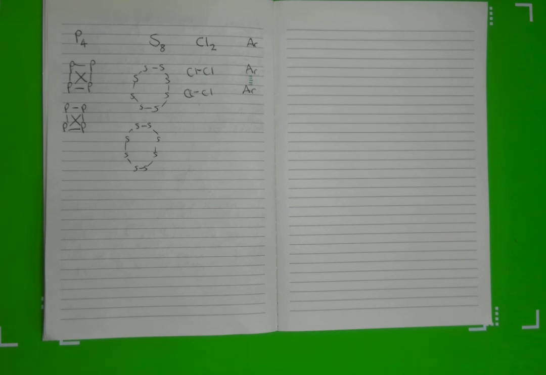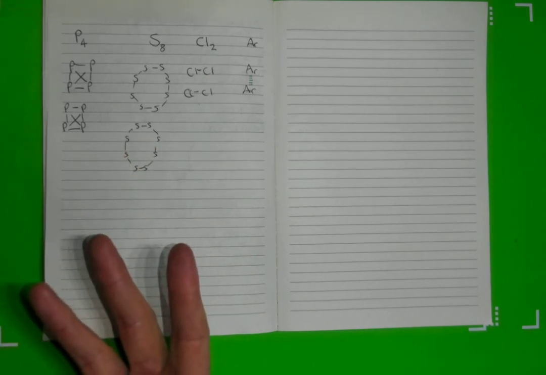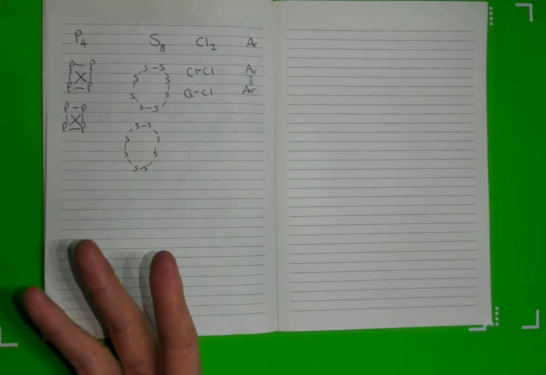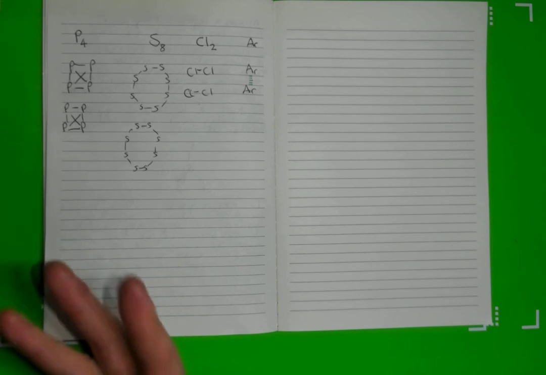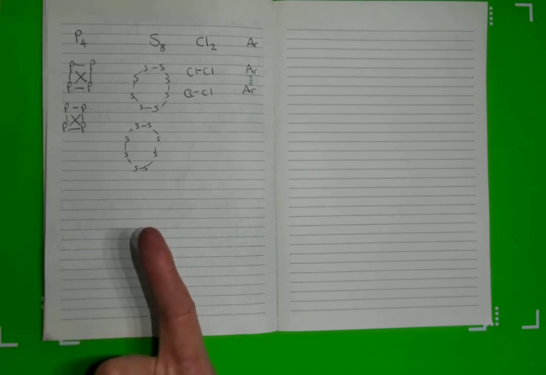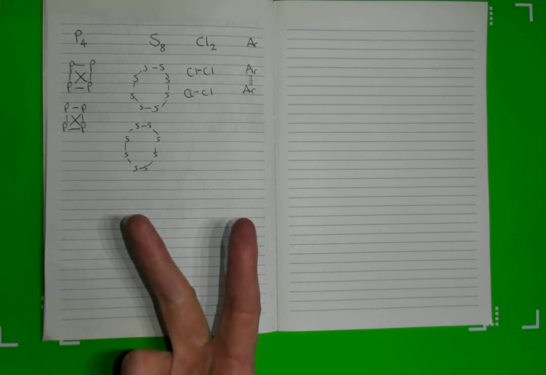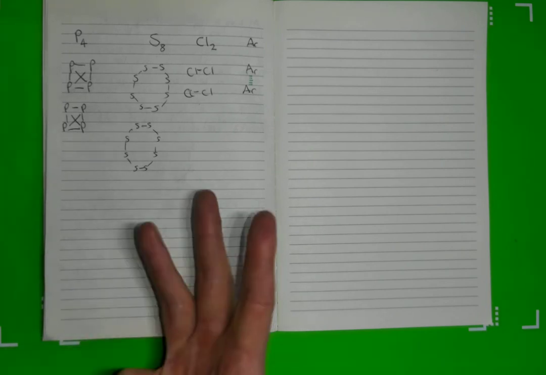Now there's three types of intermolecular forces of attraction that you learned in topic 3. They are, in order of strength, starting with the strongest, hydrogen bonding, permanent dipole-dipole, and van der Waals.